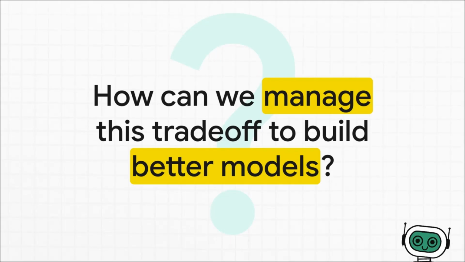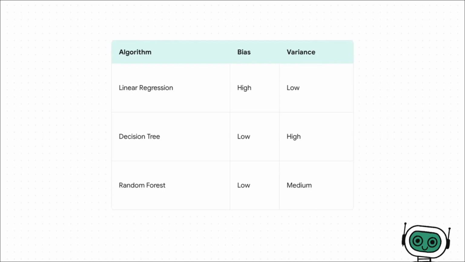Okay, this makes sense in theory, but how do we actually use this idea to build better models in the real world? Well, for starters, different algorithms have different personalities. Simple models, like linear regression, tend to be high bias but low variance. On the other end, a single deep decision tree tends to be low bias but very high variance. And then you have methods like random forests, which try to get the best of both worlds by averaging a bunch of high variance trees to lower the overall variance.